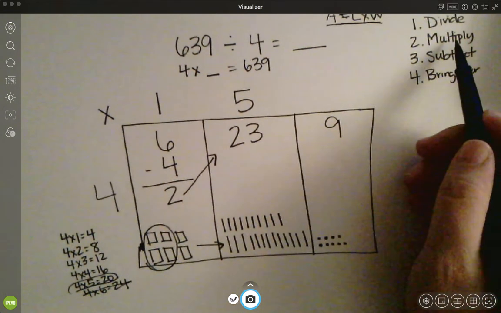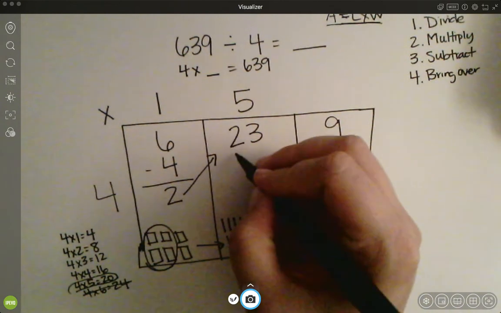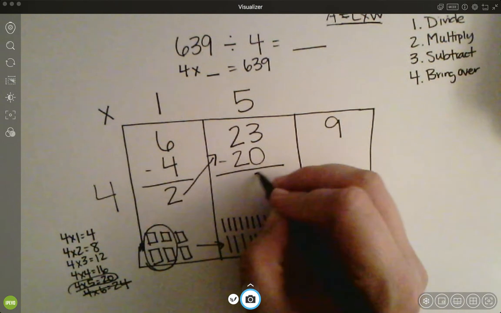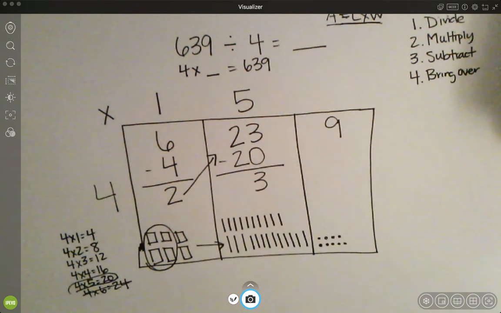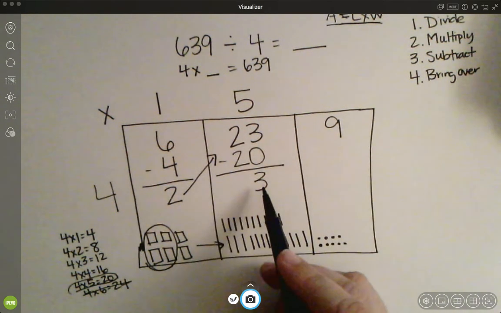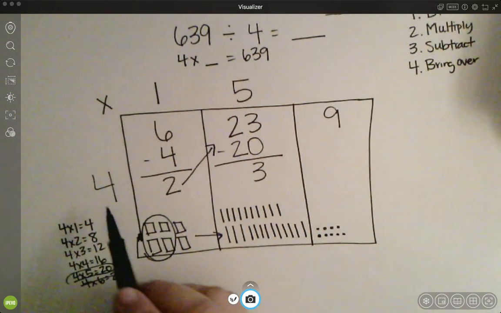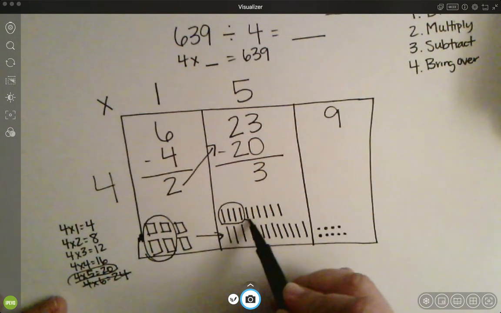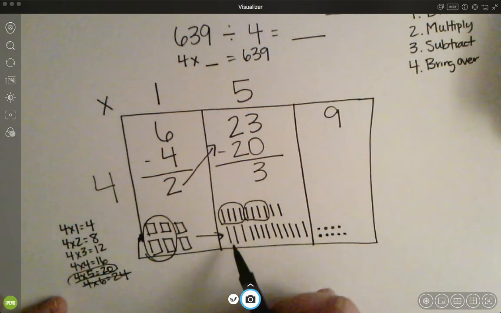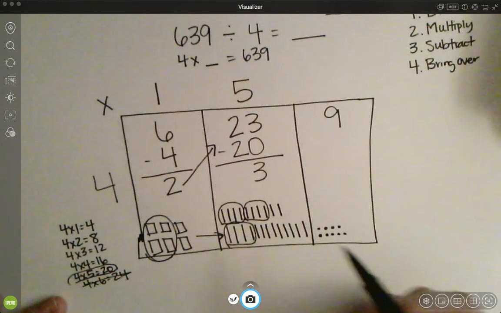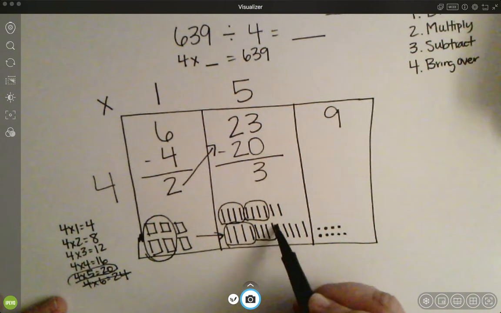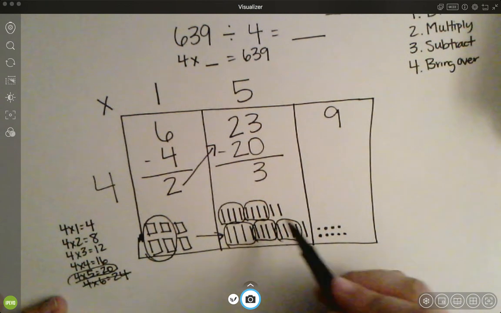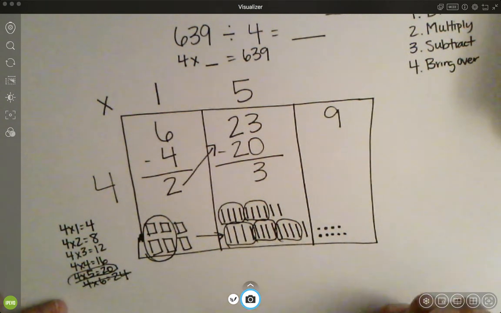Then I'm going to multiply. 5 times 4 is 20. Subtract. 3 minus 0 is 3. 2 minus 2, 0. So I should have 3 left over. Now if I'm doing picture way, let's circle groups of 4. There's a group of 4. There's a group of 4. There's a group of 4. There's a group of 4. There's a group of 4, and I have 1, 2, 3 left over.